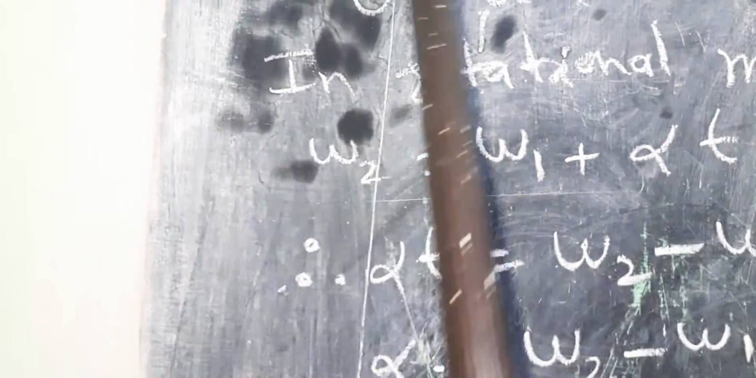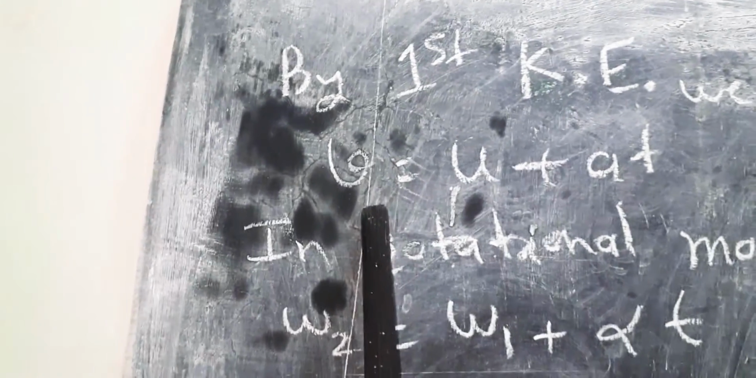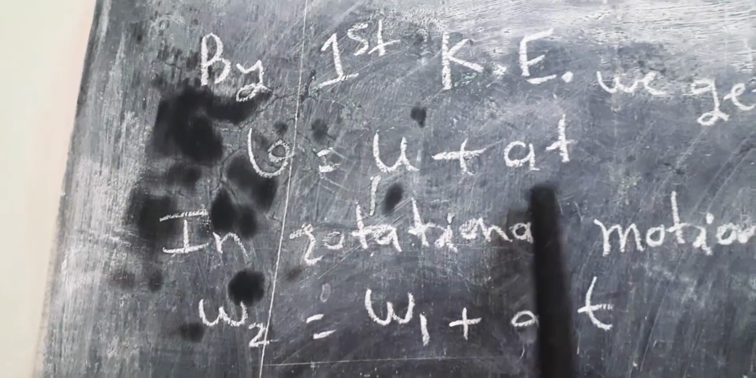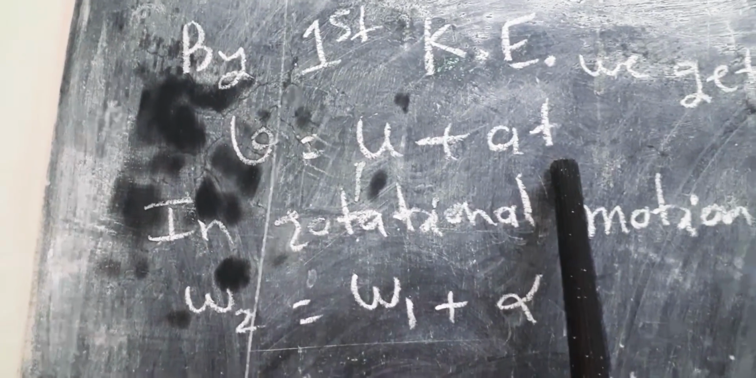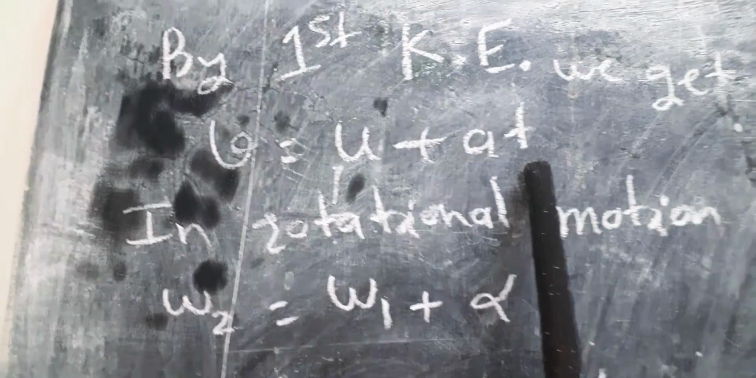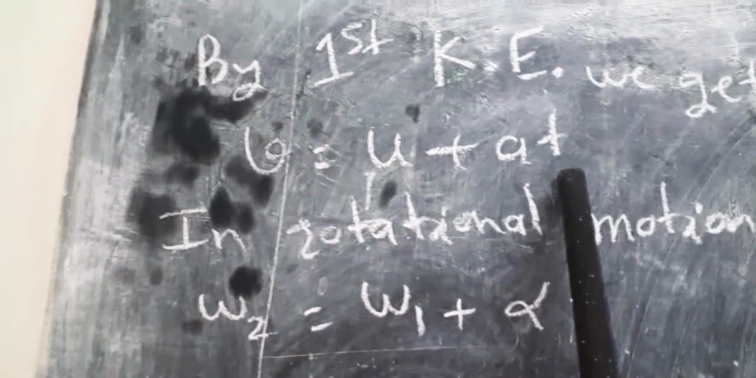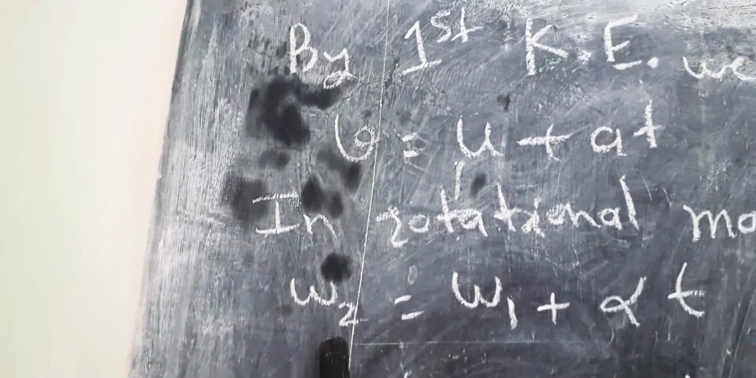Now we require the first kinematical equation. What is the first kinematical equation? We know that v is equal to u plus at is called the first kinematical equation in linear motion, or we can say translational motion. In rotational motion, we convert this in terms of rotational motion.